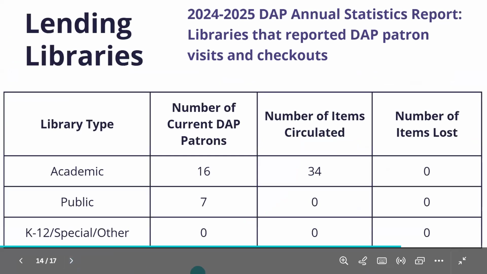And these are the results of the stats that you filled out that I asked for. I'm not looking for the number of cards issued, but how many people actually visited other libraries and said, I have a DAP card and I'd like to use it here. This would be the result that we had: up to 23 visits with 34 items circulated. Nothing was lost, so it was a good year.